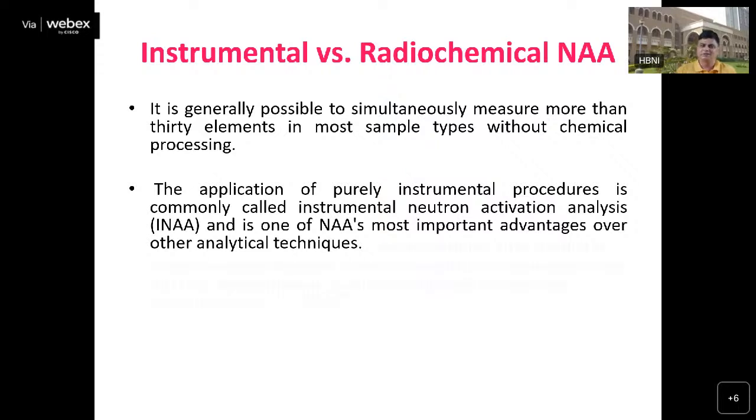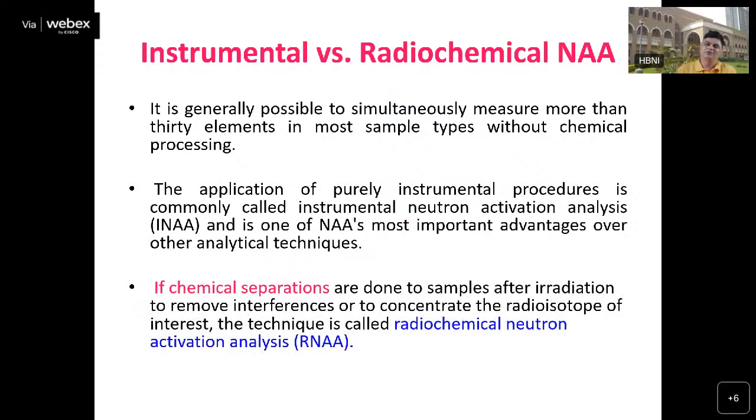But there are certain cases where, once the irradiation has been done, some chemistry is performed to remove the interferences. This is termed radiochemical neutron activation analysis. The basic aim is to concentrate that particular radioisotope of interest, and in the next PowerPoint we will also see this.